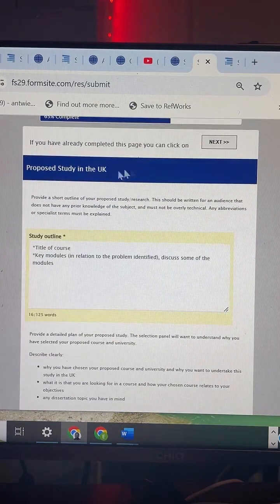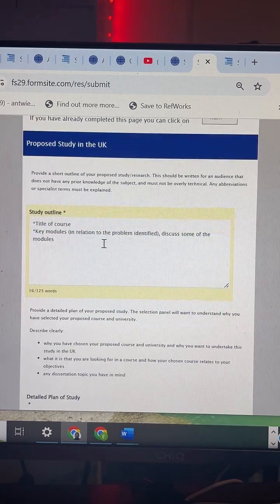Now let's look at the next set of essays. So the next one is proposed study in the UK. So with the proposed study in the UK, the first one is asking, provide a short outline of your proposed study or research. This should be written for an audience that do not have any prior knowledge of the subject and must not be overly technical.